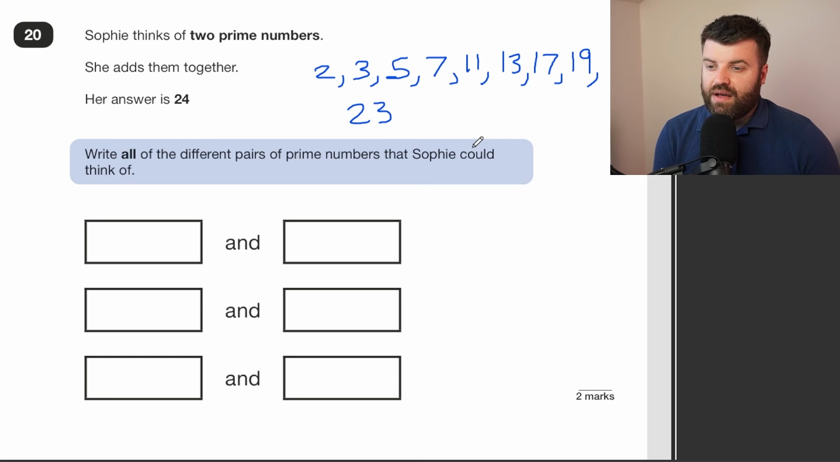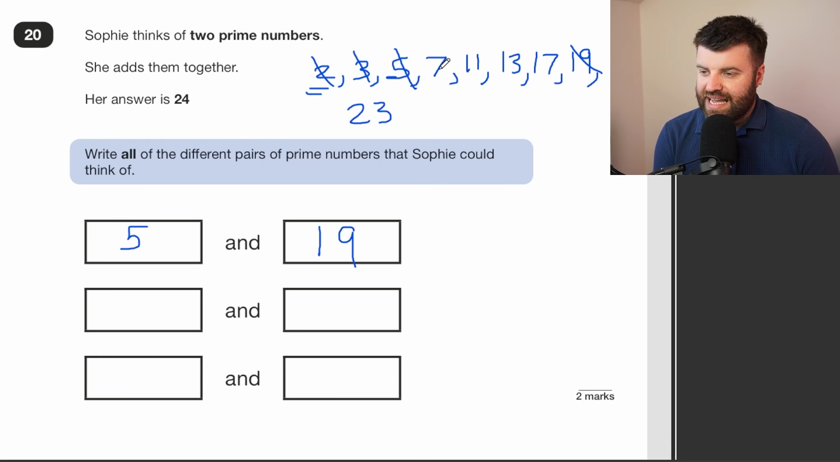That's just the first part because now I need to find combinations that make 24 in total. So the first one I see, let's go to 2 and be systematic. I would need 22 to make 24, so we're not going to use 2. 3, I would need 21 to make 24, but 21 is not prime. I'm not going to use that one. 5, I would need to add 19. Aha, yes, 5 plus 19. Cross those out, we've used them now.